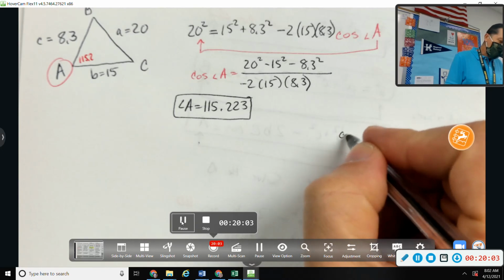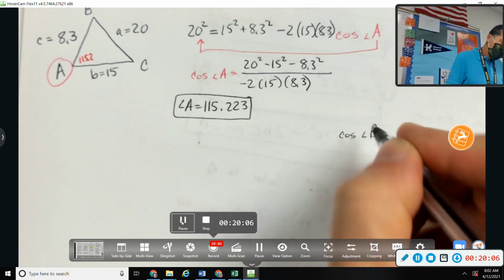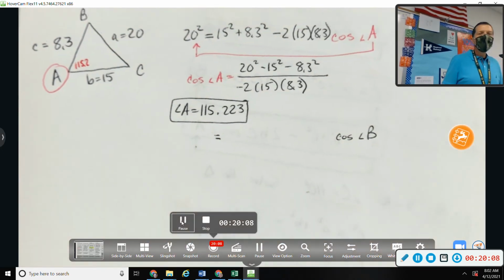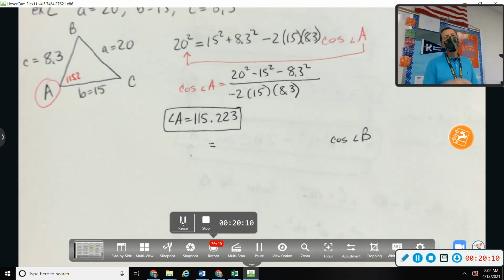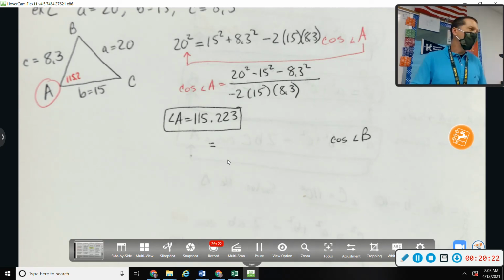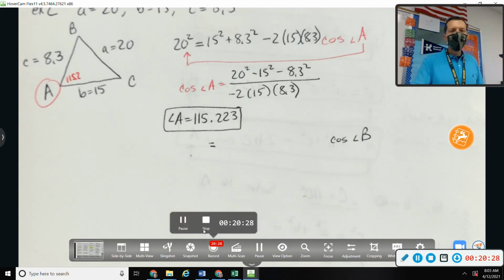So, this time I'm going to stop even short of setting it up. We're going to find angle B. So you set it up, put all the things in the right places, move them around, inverse cosine, and see if you can get angle B. So I'm going to pause and see if you can really finish it out from there, because once you have angle B, then you can subtract from 180 to find the last angle, and then you're done.